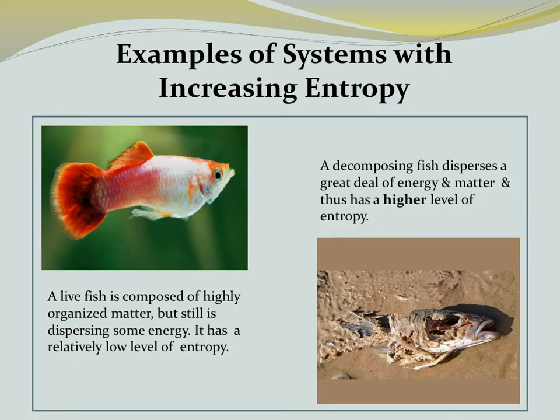A living fish is composed of highly organized matter, but it's still dispersing some energy. It has a relatively low level of entropy. But a decomposing fish disperses a great deal of energy and matter, and thus has a higher level of entropy.